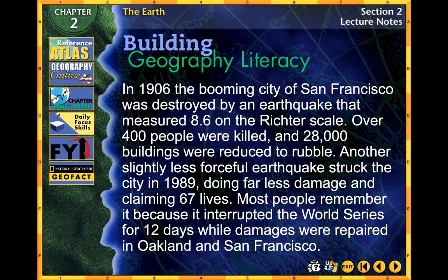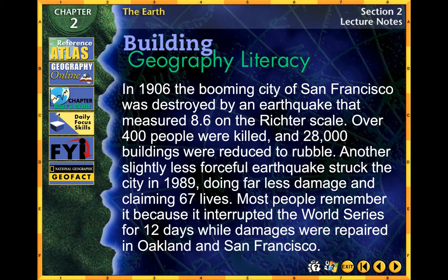In 1906, San Francisco was a huge booming city, starting to become one of the largest cities in the country, but it was destroyed by an earthquake that measured 8.6 on the Richter scale. So just to put that in perspective, that's massive. Most earthquakes don't even approach a 3. You don't even feel them. This one destroyed 28,000 buildings, killed over 4,800 people, and just completely leveled the city.